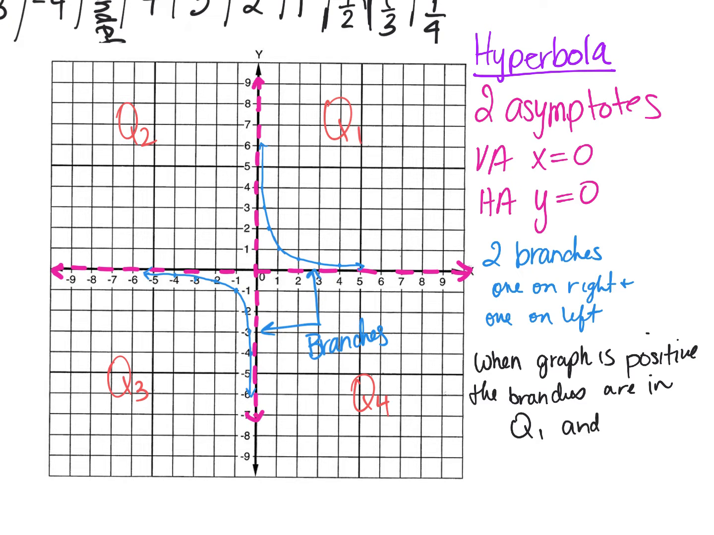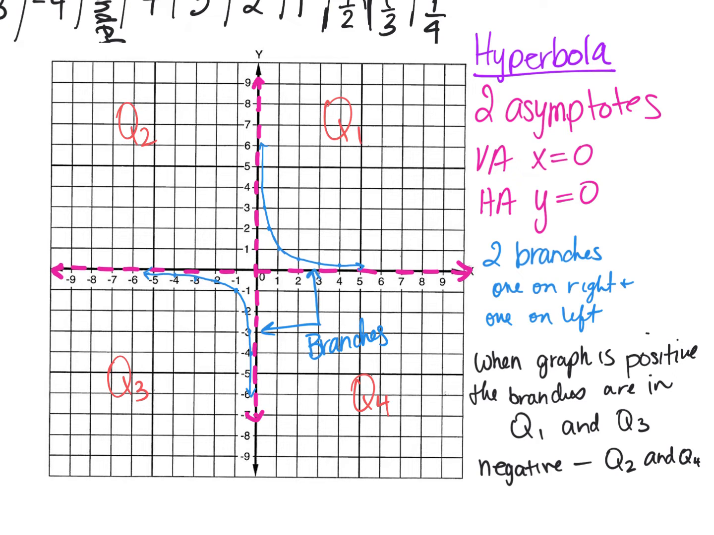Q1 and Q3. When it's negative, it's in Q2 and Q4, because a negative reflects the graph over the x-axis. So the one that's above the x-axis is going to move down to Q3, and the one that's below the x-axis is going to move up to Q2.